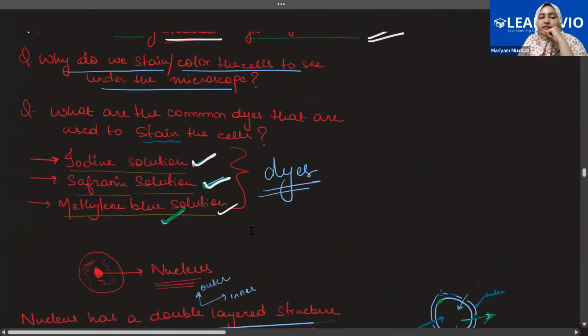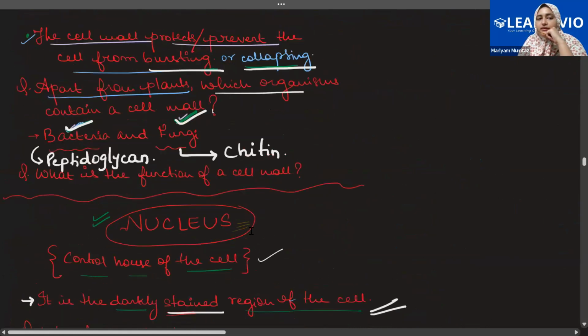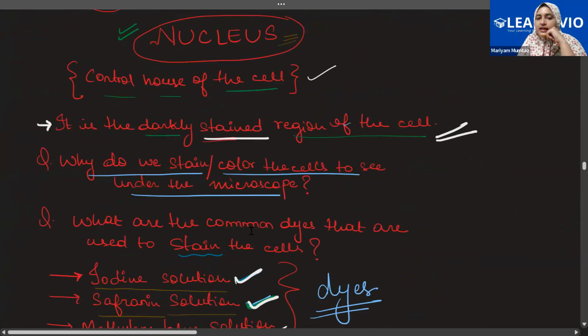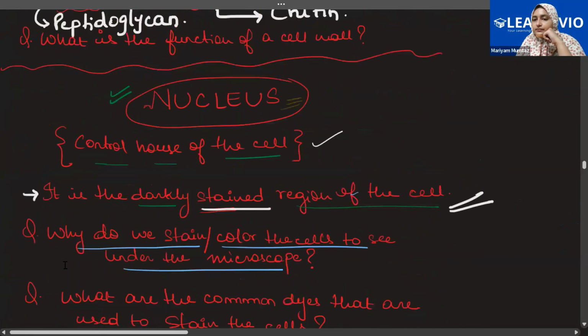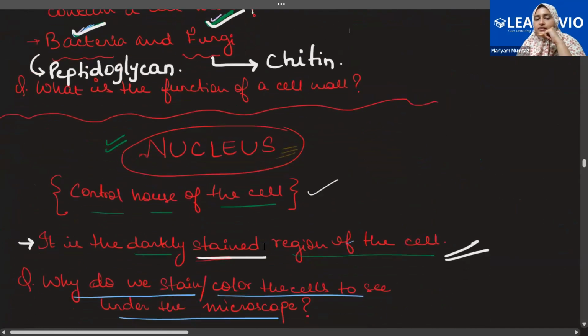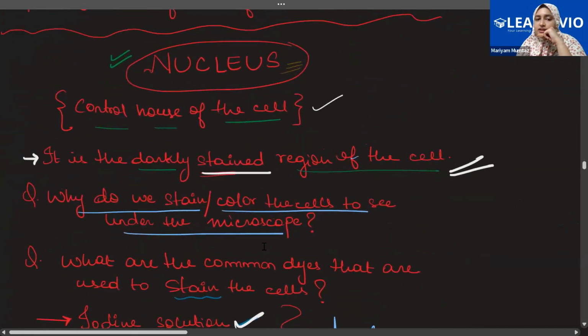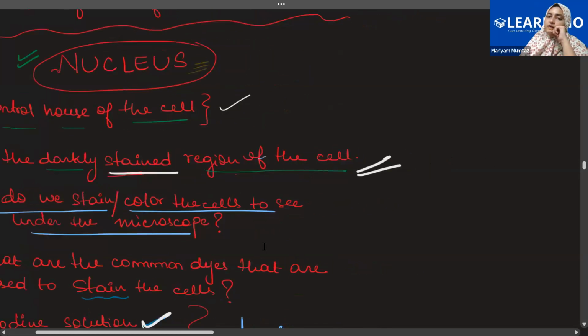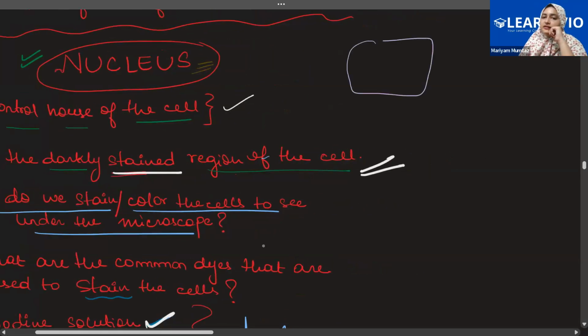So let us quickly revise the nucleus part. Okay, Tejas, cell wall is clear? Yes. Okay. Now we are hopping on to the next topic, that is nucleus. Nucleus is the control house of the cell. For example, you might have seen if this is the cell, right in the middle will be the presence of nucleus, right? Mostly, very commonly, you will see this.